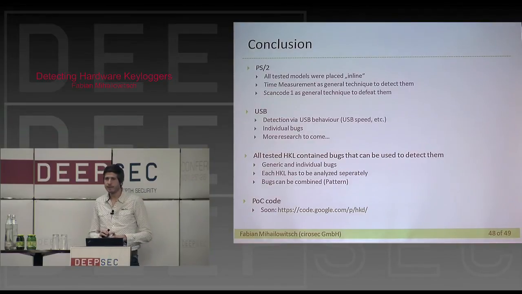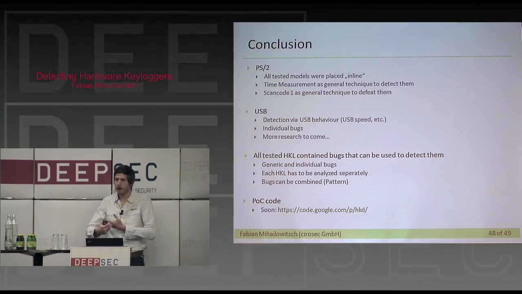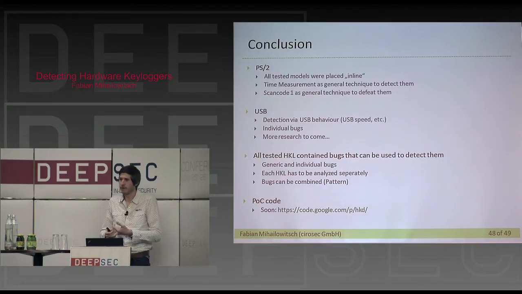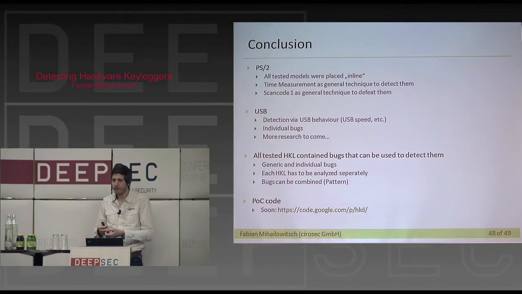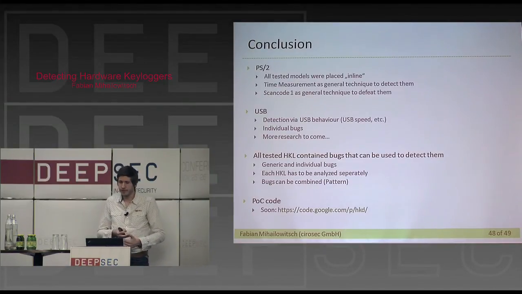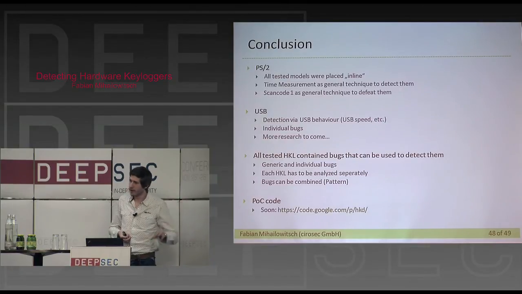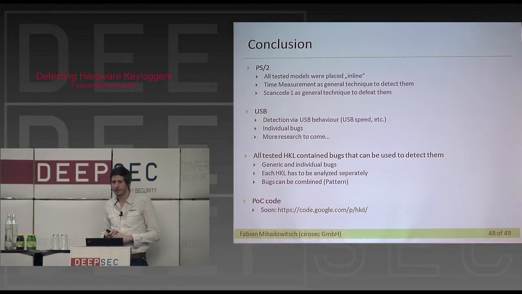For USB, it's a little bit different. I would say most of the models you can detect by changes in the USB behavior, like we've seen additional hubs or changes to device configurations, non-passed USB resets, that kind of stuff. But you also have more individual bugs since those devices are more modern, have more logic, more functionality. So you can also start to look for individual bugs like we've seen with the software to read out keystrokes. But I'm currently on that topic and probably more research is to come.